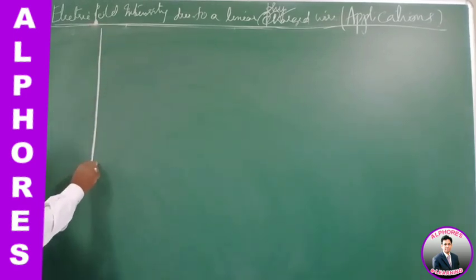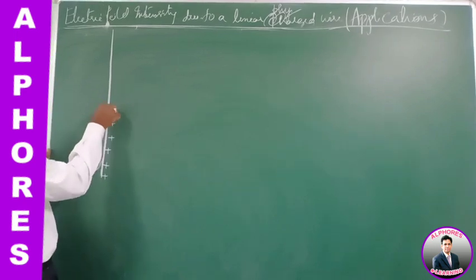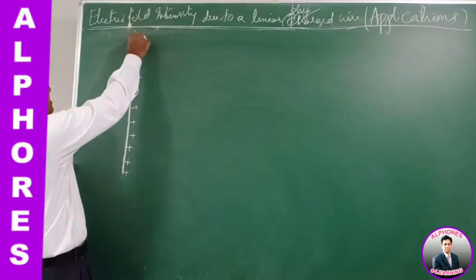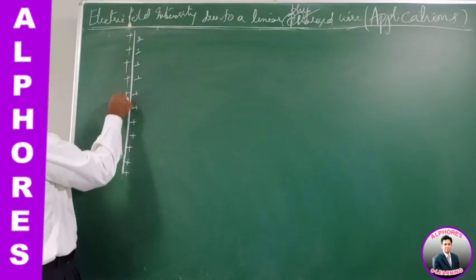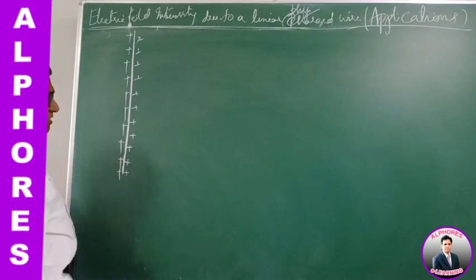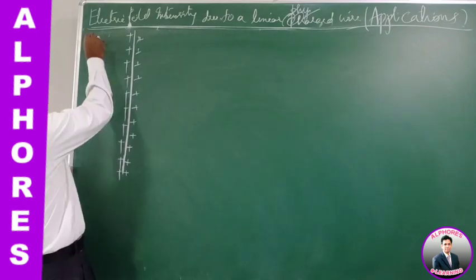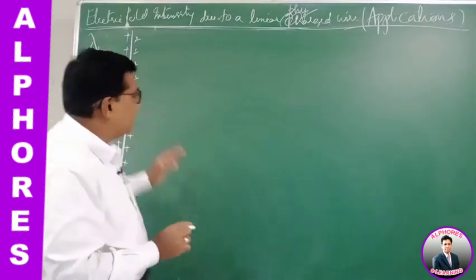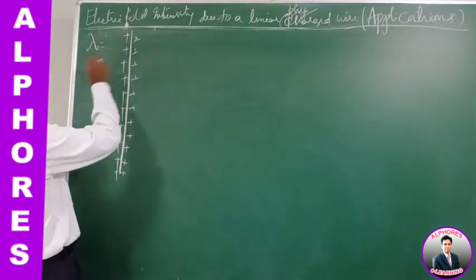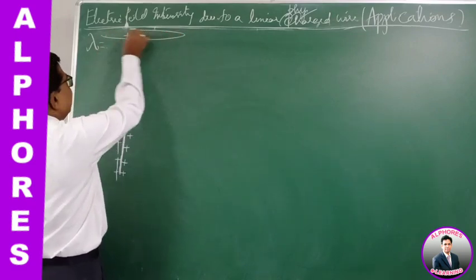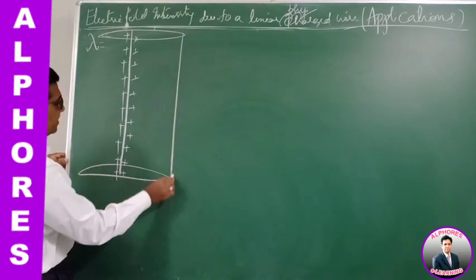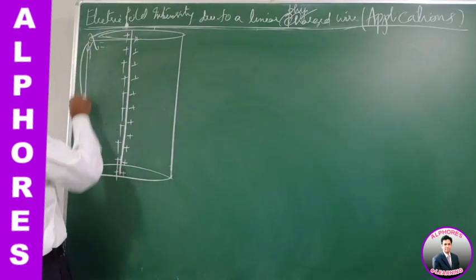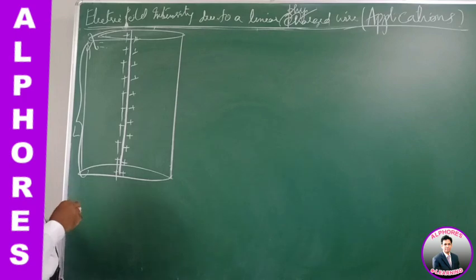Suppose there is a linear charge conductor, an infinitely long charged conductor, charged uniformly throughout the circumference, a thin wire charged uniformly. Its linear charge density is lambda. So for a linear charge conductor, lambda remains constant. If I consider a certain length of the conductor, we have imagined a Gaussian surface of length L, right?